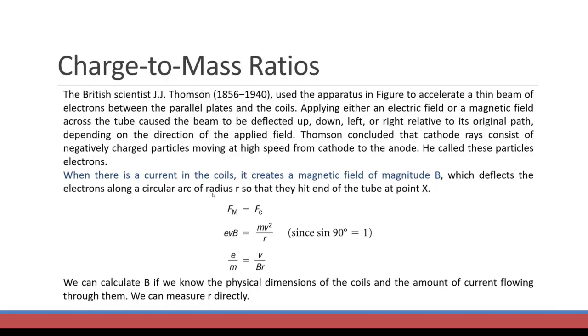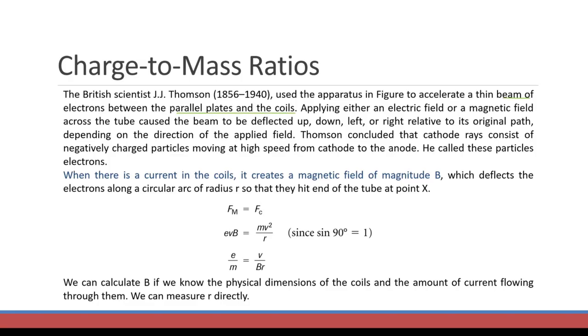So when we were talking about Millikan and his oil drop experiment, we had mentioned that just before him, Thomson had found out the charge to mass ratio for particles, and that Millikan found out exactly the elementary charge amount. But the charge to mass ratios were what Thomson was worrying about, and he had used an apparatus in the next slide to accelerate a thin beam of electrons between the parallel plates and the coils.